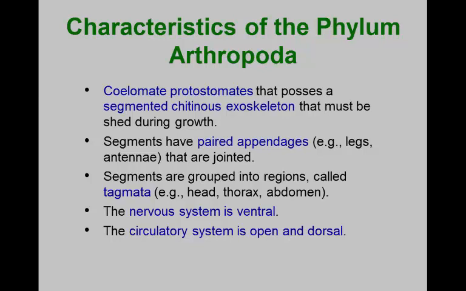Now, another big feature is that virtually all of the extant, what do I mean? That means the currently living arthropods have bodies, those segmented bodies, divided up into functional regions. Now, the insects have three basic functional regions. They have a head, a thorax, and an abdomen.